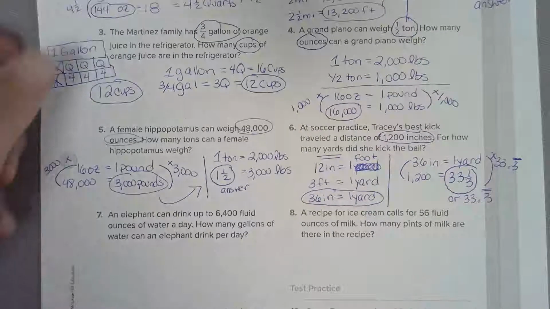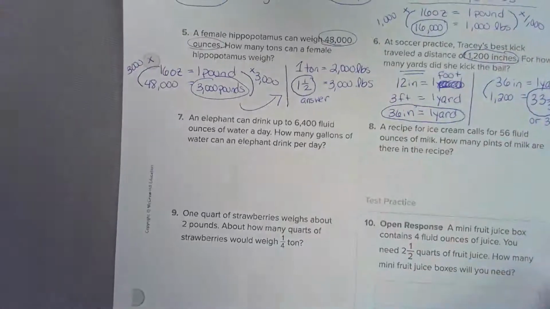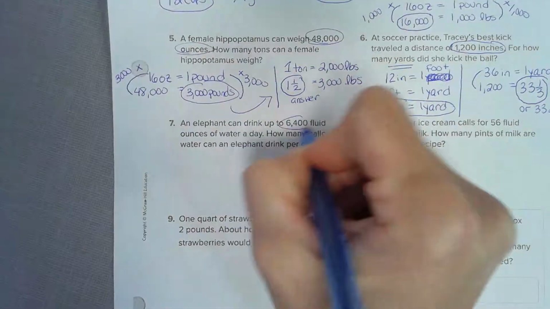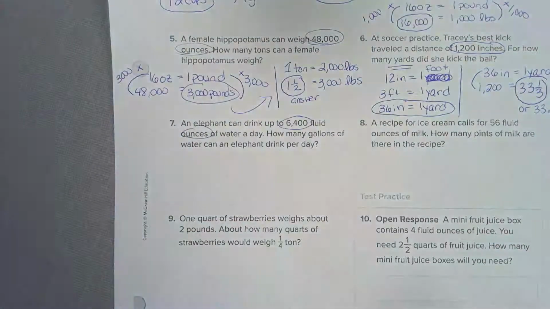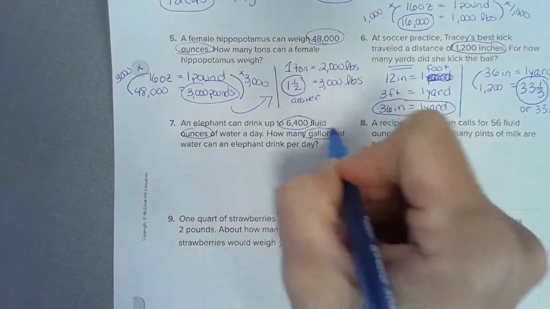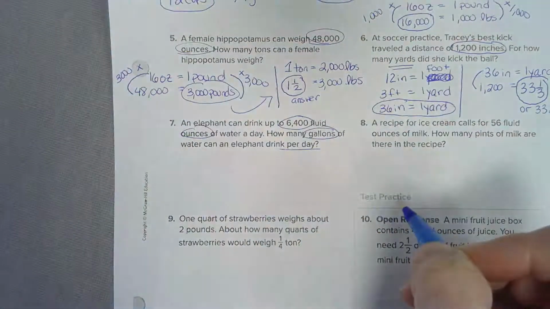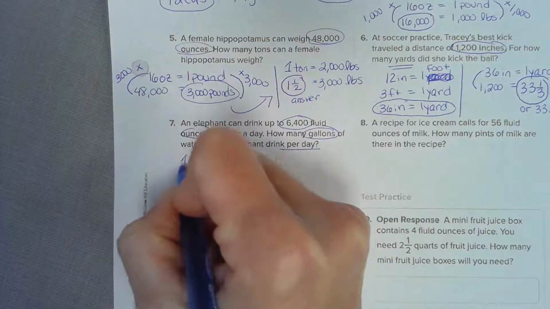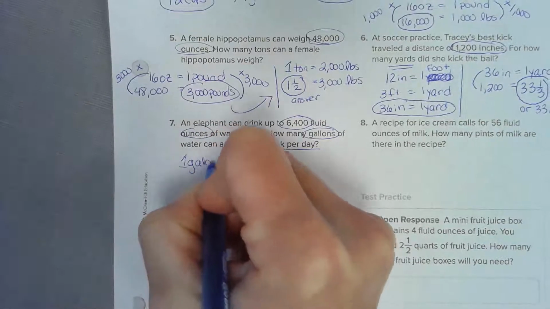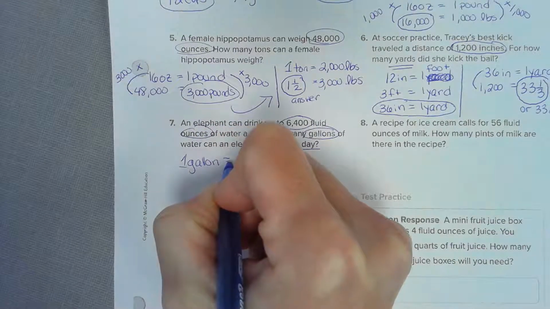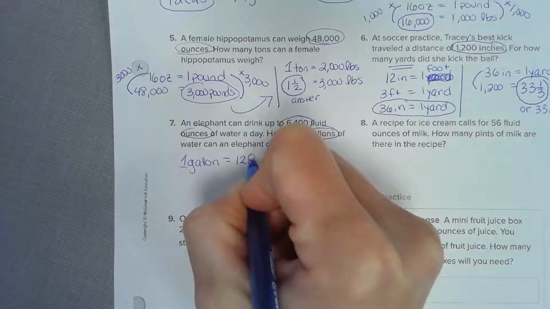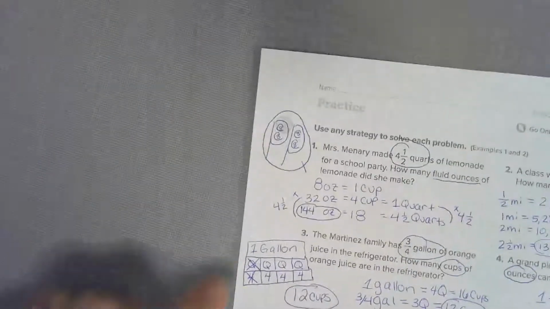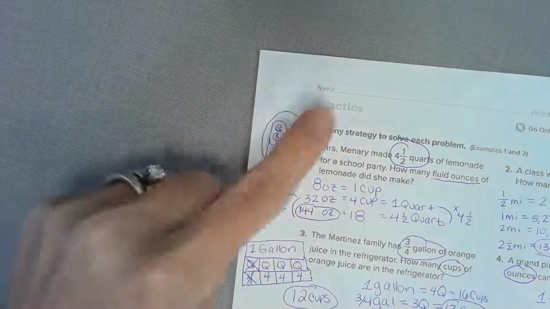Number 7. An elephant can drink up to 6,400 fluid ounces of water a day. How many gallons of water did the elephant drink per day? Well, we know that in 1 gallon there are 128 ounces. And I can look at my chart to figure that out, or I can go back up to this picture and just count.